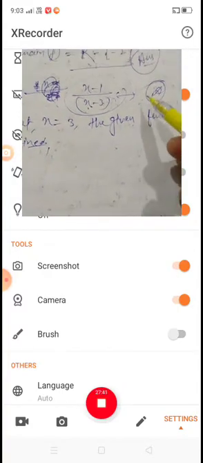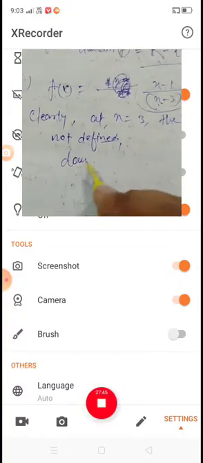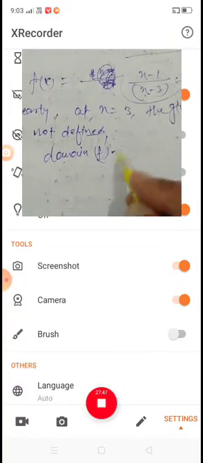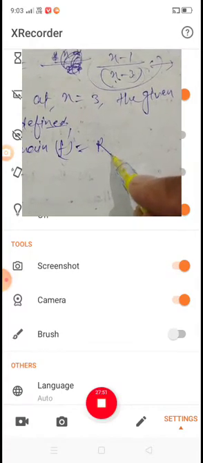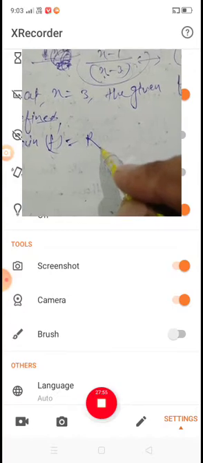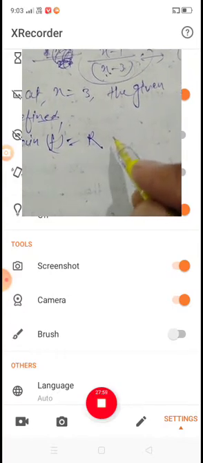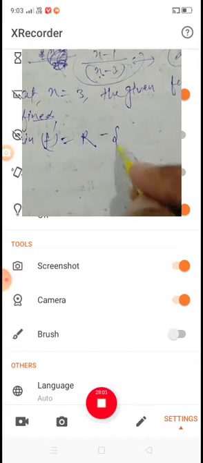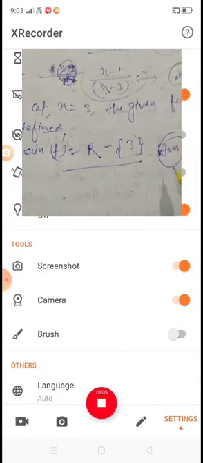So the domain of the given function is the set of all real values except 3, that is R minus {3}. Here the domain of the given function is that.